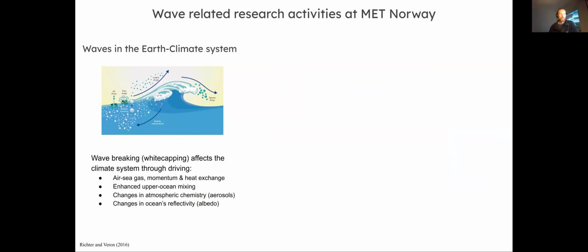Waves are also important in the climate system, and especially the whitecaps, or deep water breaking waves, which influence air-sea gas, momentum and heat exchange. They also drive upper ocean mixing and release sea spray aerosols into the atmosphere. And whitecaps can also increase the reflectivity of the ocean surface, which can have an impact on how much solar radiation gets absorbed by the ocean.